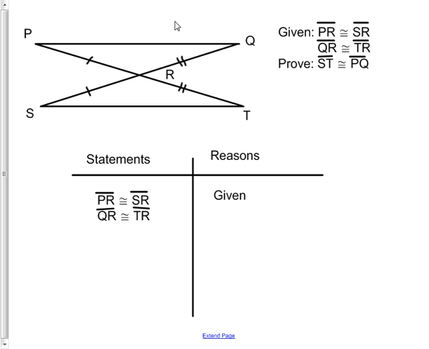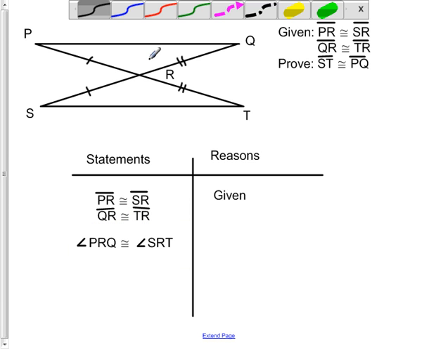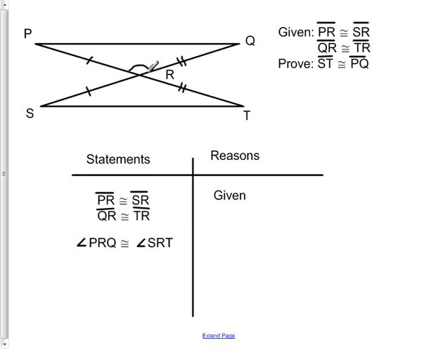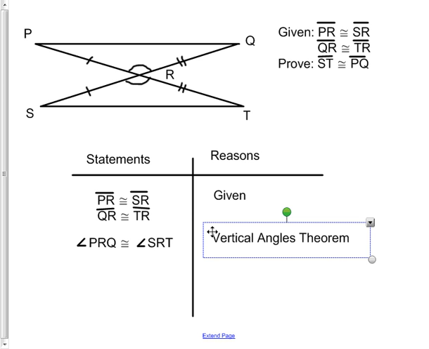So now we need to start saying, well, what else do we know about these 2 shapes? And one of the things I noticed right away is that this angle is going to be the same as this angle down here. And so I stated that. Angle PRQ is congruent to angle SRT. And how do we know that? We've learned that, but what's the reason? The reason is these are vertical angles. So all we say is the vertical angles theorem.